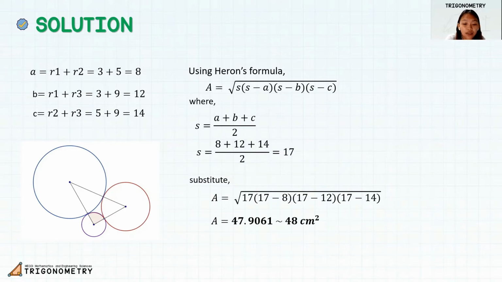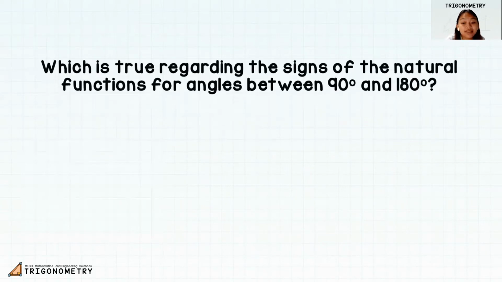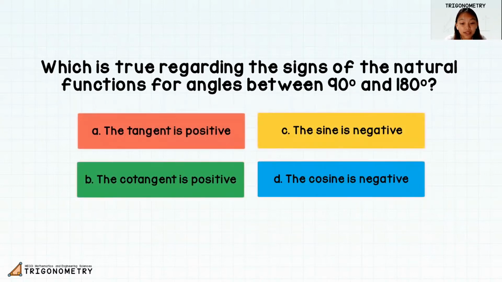And lastly, the third question is more of a knowledge-based question, and it asks, which is true regarding the signs of the natural functions for angles between 90 degrees and 180 degrees. Our choices are A, the tangent is positive, B, the cotangent is positive, C, the sine is negative, and D, the cosine is negative. The approach we are going to use is elimination, where we eliminate answers that do not fit the question.